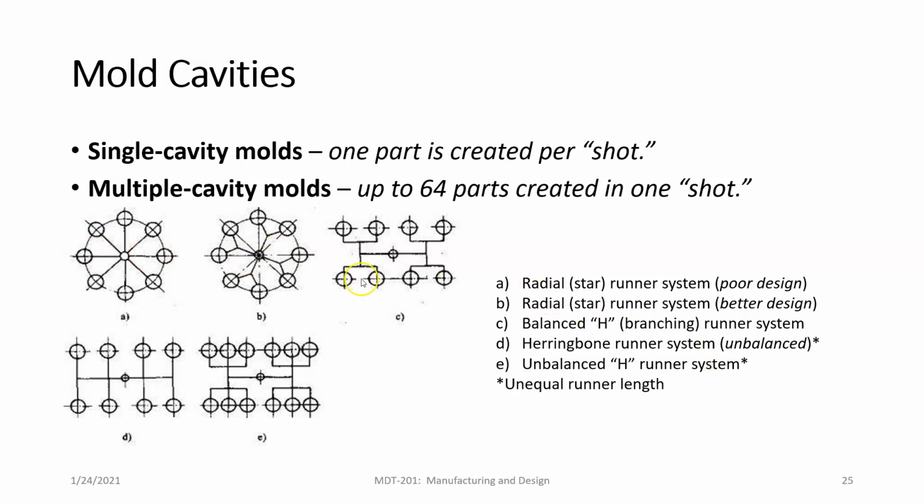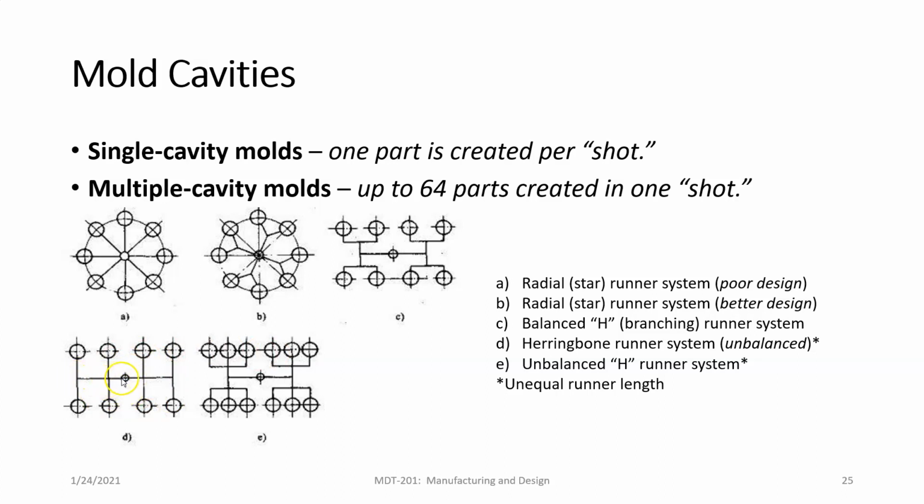We have the star runner, which is going to have a better design than, actually I have these are the same name, but this one is a better design. And that's because the plastic is going to split into two at this later point. Okay. So it's going to be better for that reason. Here we have kind of an H branching system. All right. Here is another, this one is unbalanced, right?